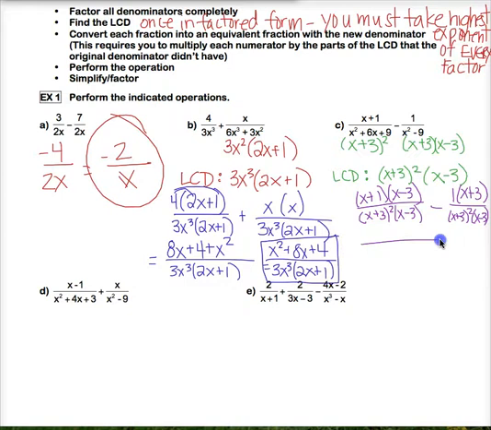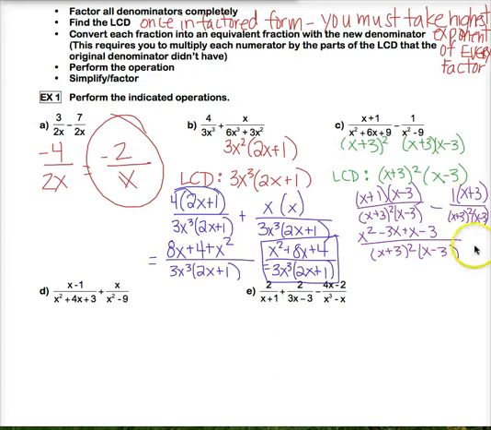So now I'm going to multiply those out and write it as one fraction. So here I have to FOIL. That's a binomial times a binomial. So that's x squared. The outsides are negative 3x. Insides are positive x. Lasts, 1 times negative 3 is negative 3. Over here, 1 times x plus 3 is just x plus 3.